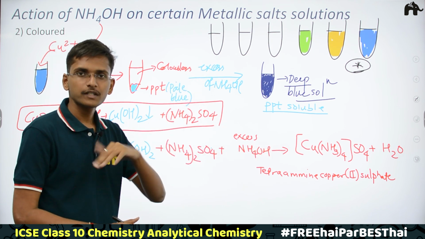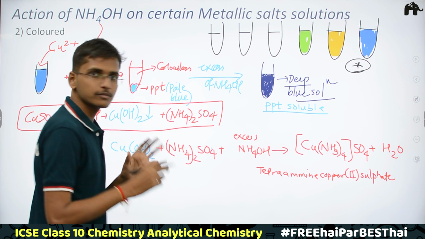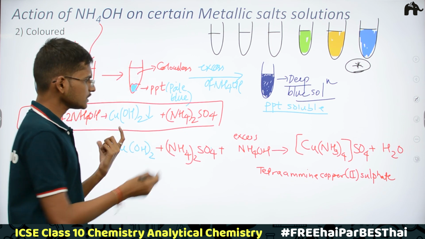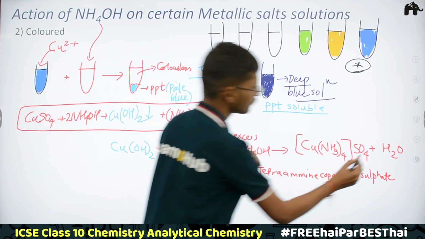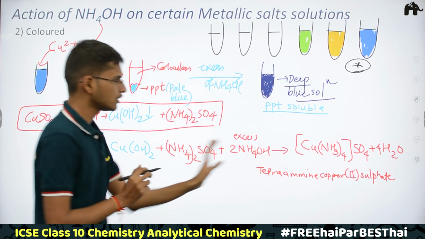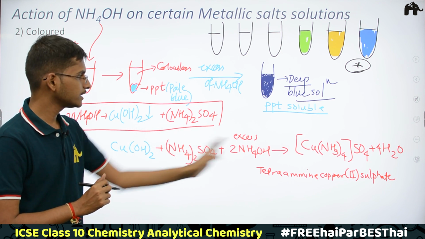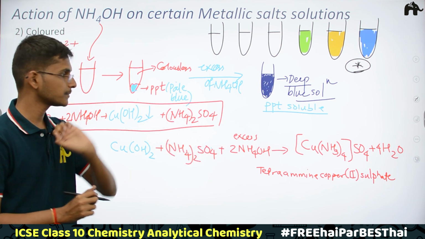So just pause it here, balance it. Okay. So I hope you would have tried it. So simply here 2 ammonium hydroxide are required and 4 water molecules are required. Okay. So if you had balanced correctly, you would get the same equation.